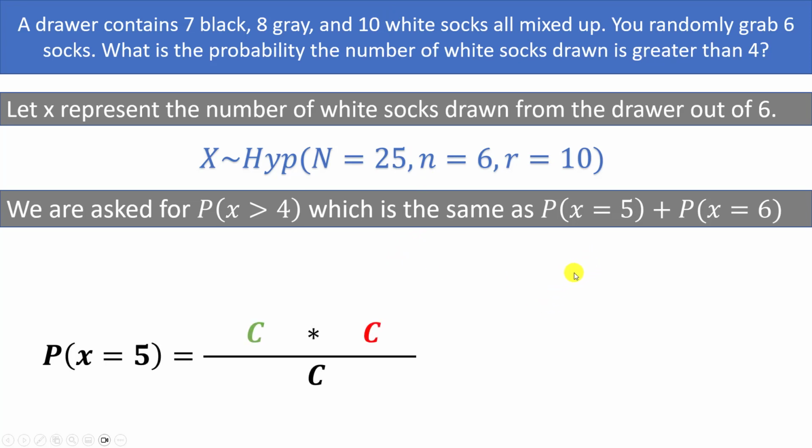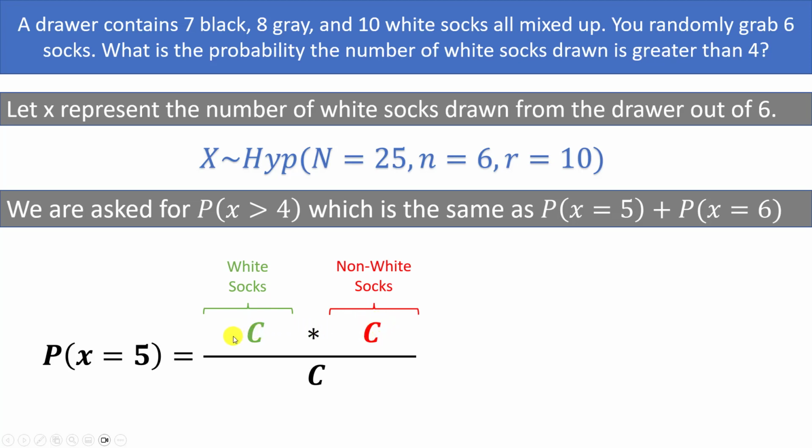So I'm going to go ahead and fill out the values for the probability X is equal to 5. I'll let you do the probability X equals 6 and add the two together. In this case, the first combination that we want here is picking the successes, and success is going to be represented by a white sock. And failure is going to be the second one, which is any of the non-white socks.